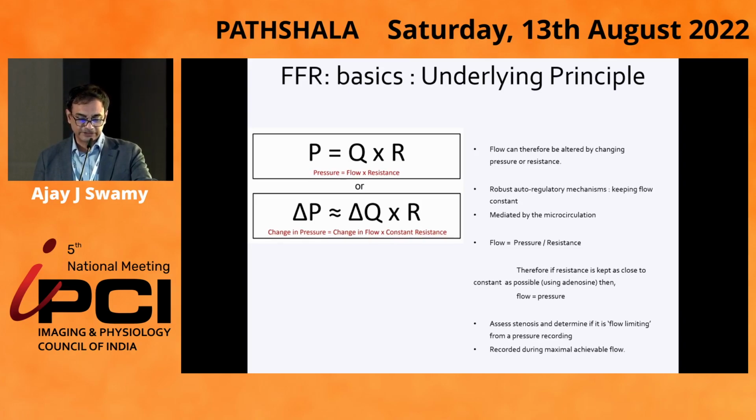There are robust autoregulatory mechanisms to keep flow constant at rest. These are mediated by the microcirculation, and when they exceed physiological limits, the problem of ischemia occurs. Now, flow is pressure divided by resistance, and if resistance is kept as close to constant as possible using adenosine, then flow is proportional to pressure. And when you take a ratio, we can eliminate the resistance, and flow becomes almost equivalent to the difference in pressure. Thus, we are able to assess a stenosis and determine whether it is flow limiting from a pressure recording that is recorded during the maximum achievable flow.